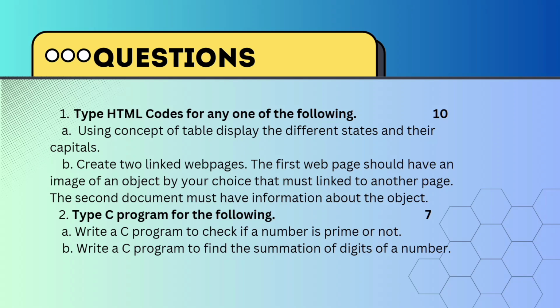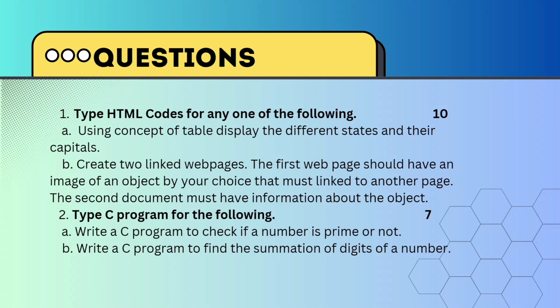First, you will have to write any one question for HTML. The first question here I gave: using the concept of table, display the different states and their capitals. Means you will make two columns. One column will be state, one column will be capitals. And suppose you are writing Assam, then the capital will be Dispur. Like that you will write 4-5 states. Then number B, you have to make two pages. On the first page you will keep one picture along with a link to another page, and on the other page you will keep some information about the object.